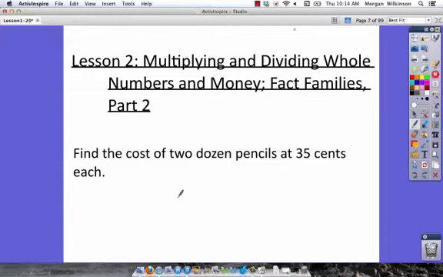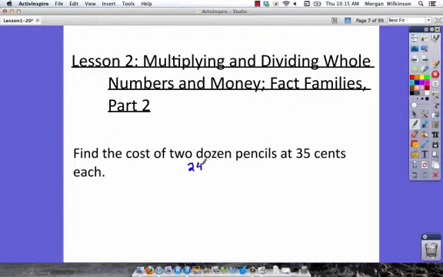Lesson 2. Today we're talking about multiplying and dividing whole numbers and money, and we're working with fact families, the second part. Now the first problem that we have is to find the cost of 2 dozen pencils at 35 cents each. So if we want to solve this problem, the first thing we need to know is how many 2 dozen would be. How many is 2 dozen? Say it out loud. Well, 1 dozen is 12, so 2 dozen must be 24.